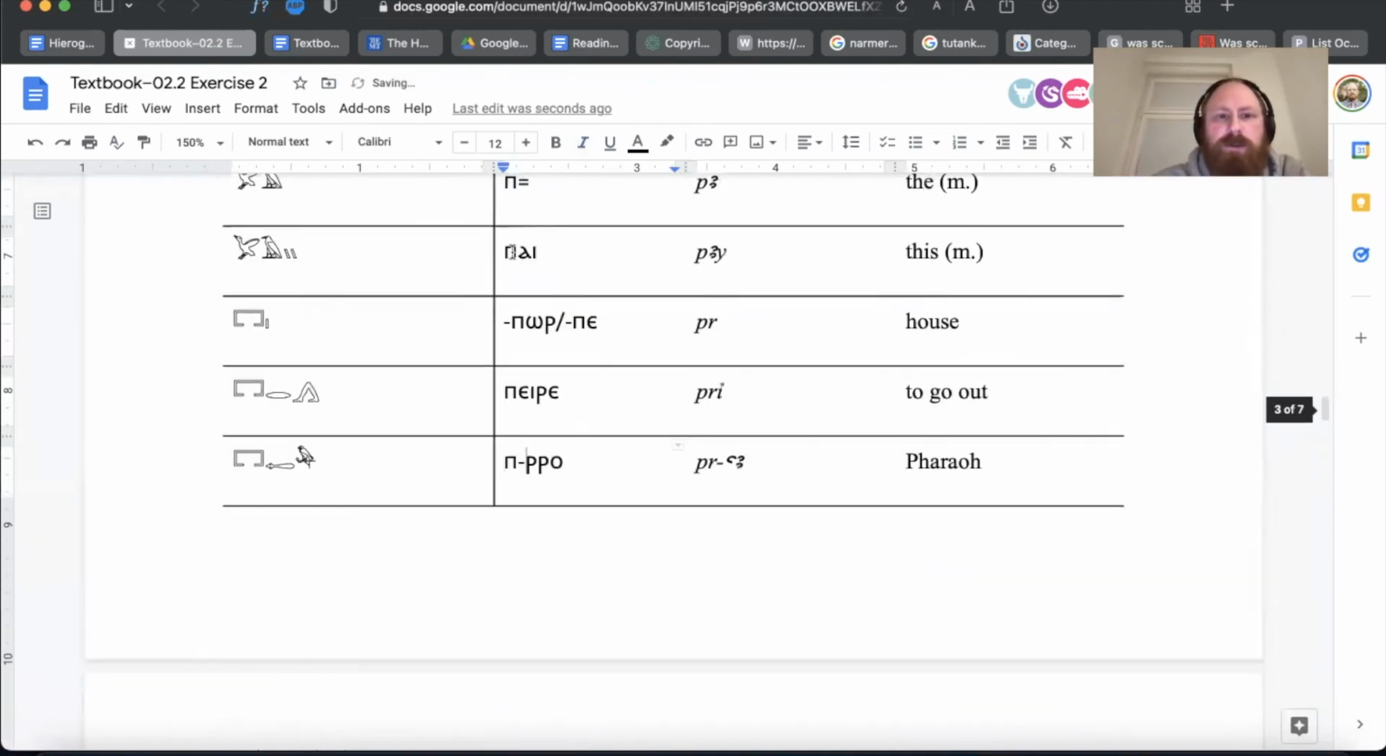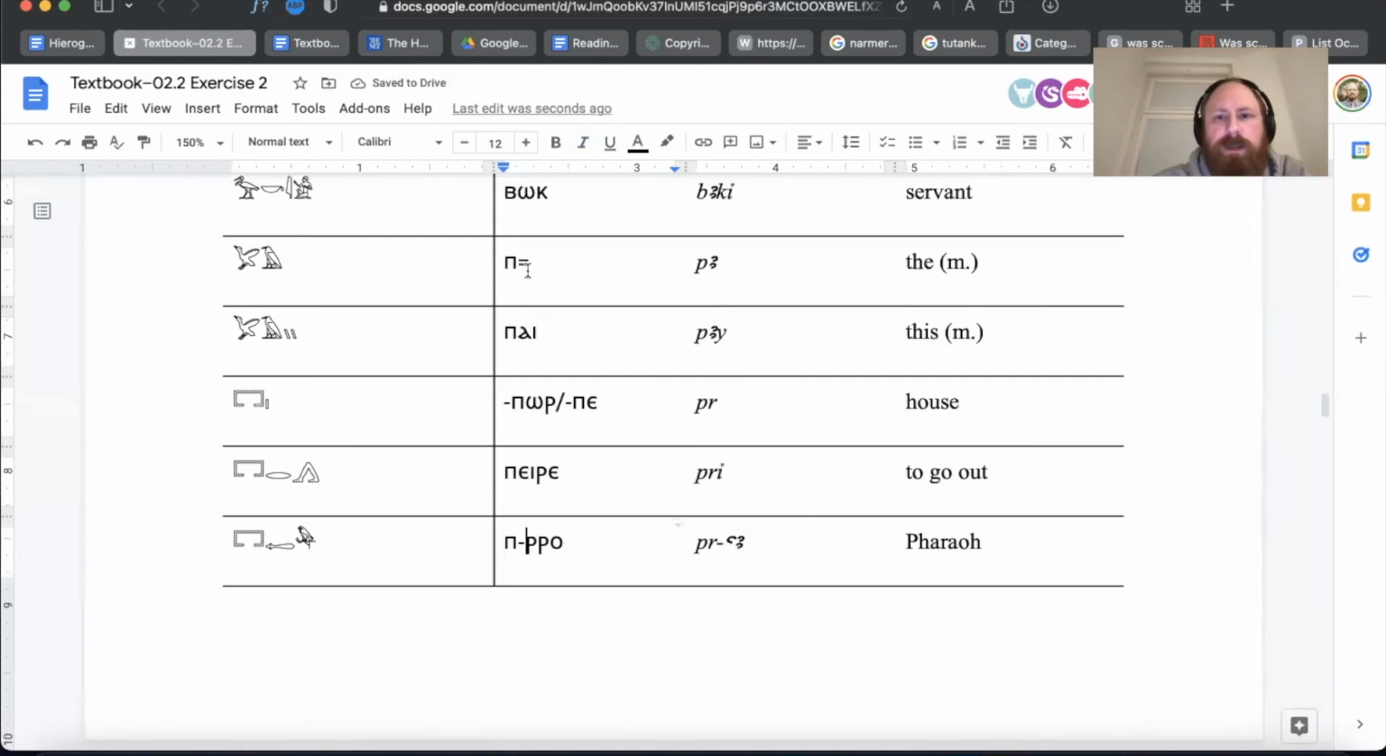So the P, as you saw earlier, just now is the definite article. So perra became... can't do my R's.